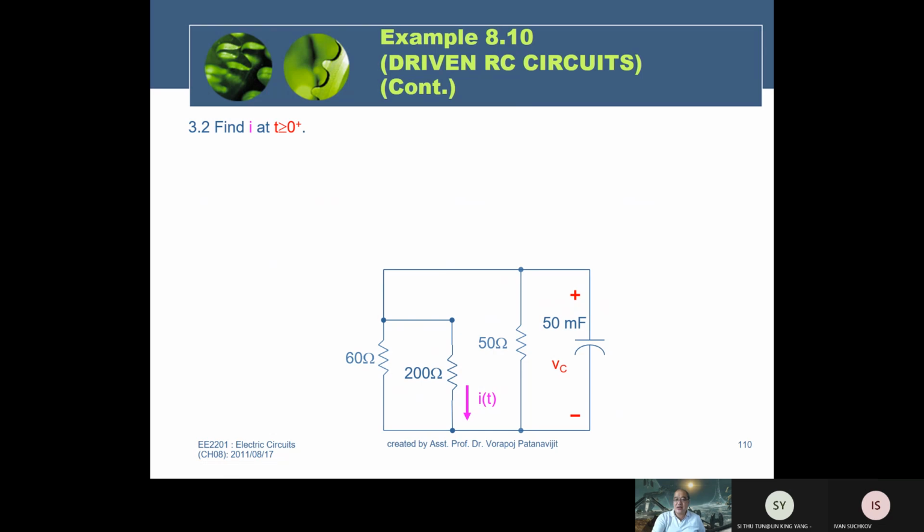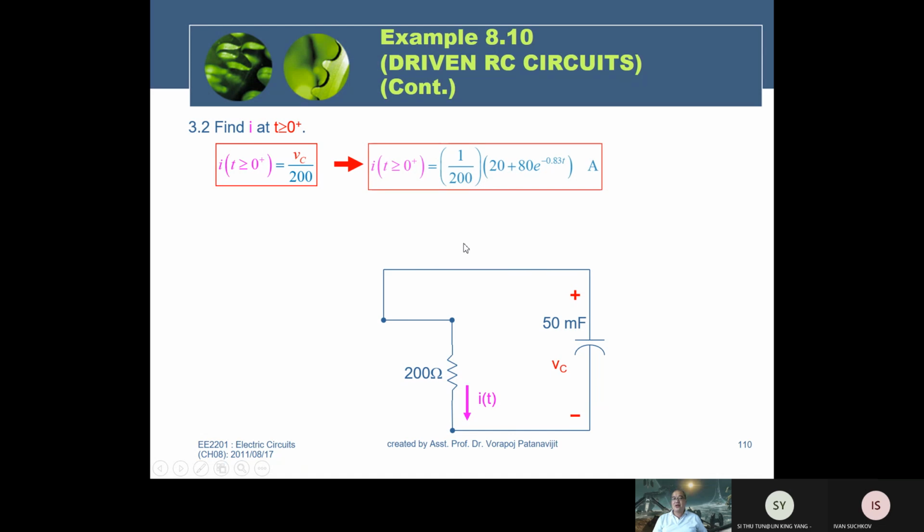I for this time value is equal to, you can see that I equal to VC. In this circuit structure, 60 is parallel with the 200, parallel with the 50, right? Therefore, you know the VC across all three, so you can eliminate the two you are not interested in. I equal to V divided by R. You know VC, so you can find I through the 200 ohm easily: I equal to VC divided by 200.